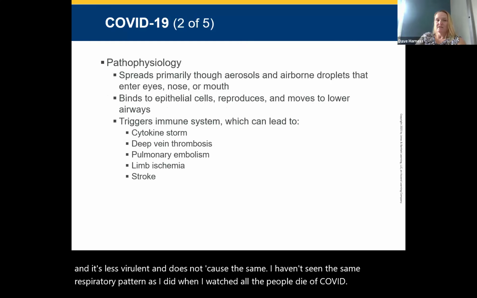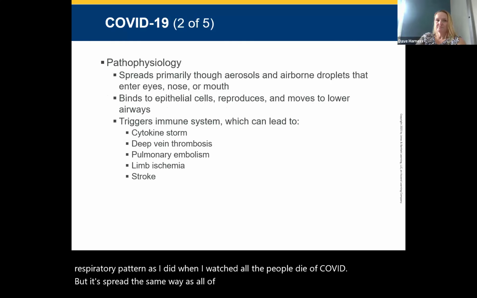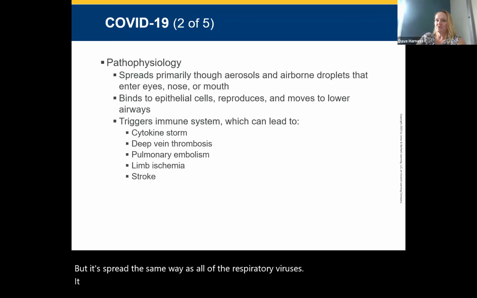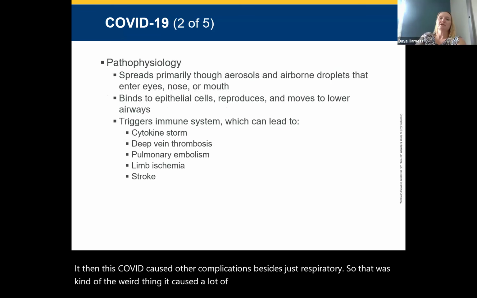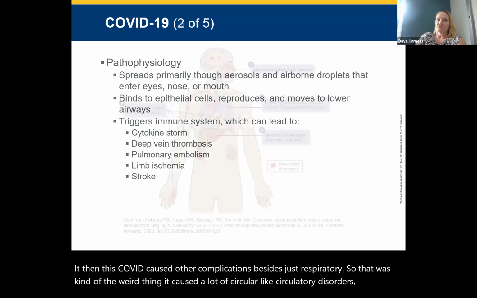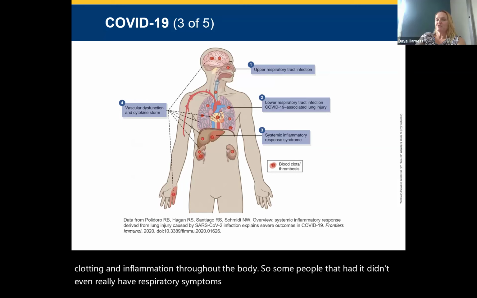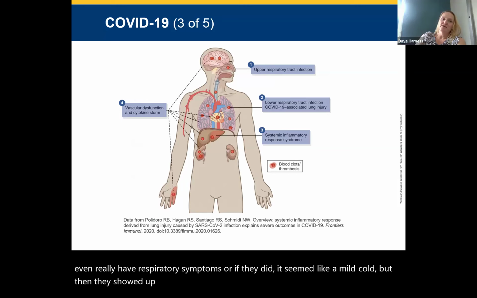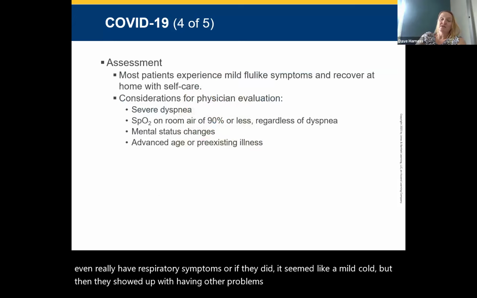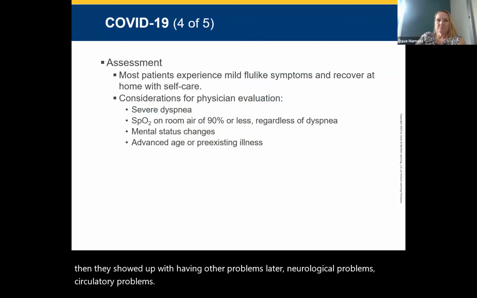But it's spread the same way as all of the respiratory viruses. COVID caused other complications besides just respiratory, which was kind of the weird thing. It caused a lot of circulatory disorders, blood clotting, and inflammation throughout the body. So some people that had it didn't even really have respiratory symptoms, or if they did, it seemed like a mild cold, but then they showed up with other problems later: neurological problems, circulatory problems, GI problems.